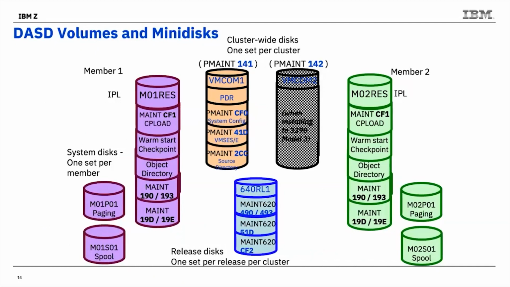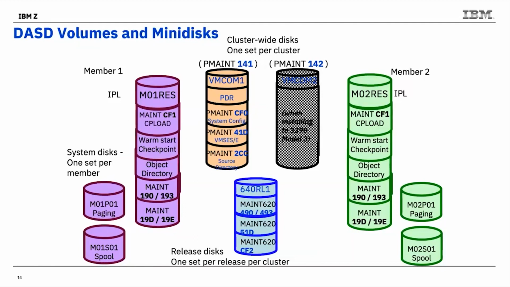Starting with the common volume, VMCOM1, this is actually the default name I think we give it. This is where we have the shared data files for our SSI cluster. Things like the SSI PDR, persistent data record, and we'll talk about what that means in a little bit. The shared minidisks that are owned by the PMAINT user ID. These are the disks that have that common system config that I talked about, our source directory, and then the VMSES/E inventory disk, which is going to be very important and required for install and service purposes.